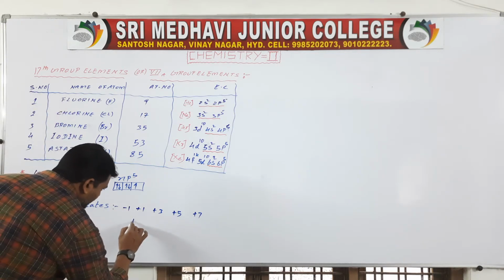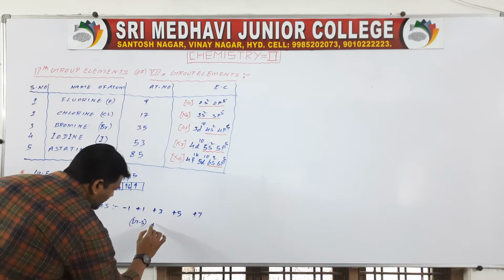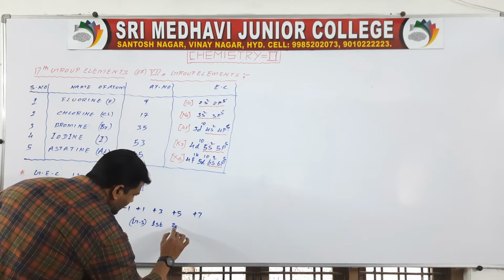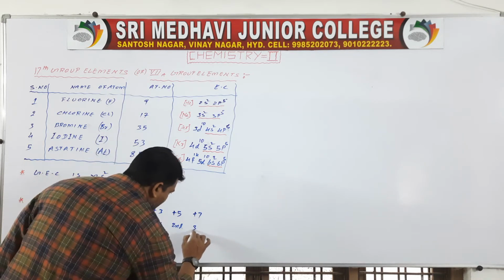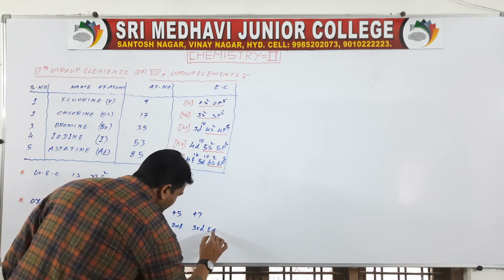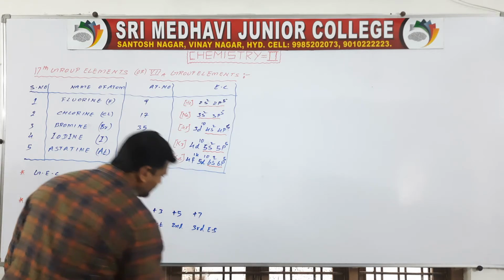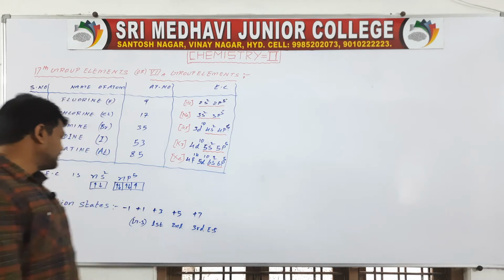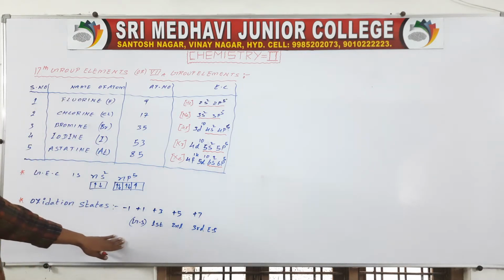It is in the ground state, then the first, second, and third excited states. ES means excited states. So these are the oxidation states.